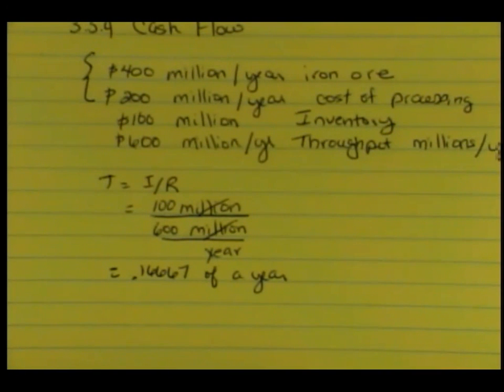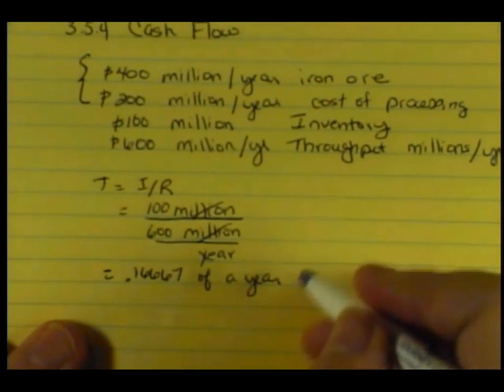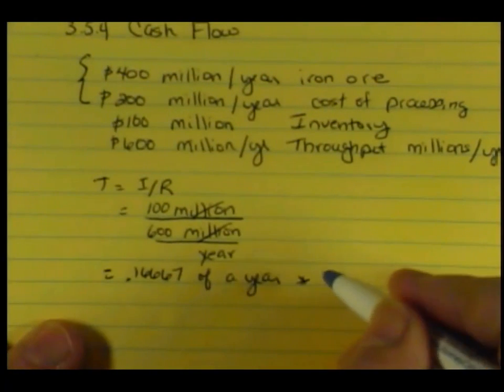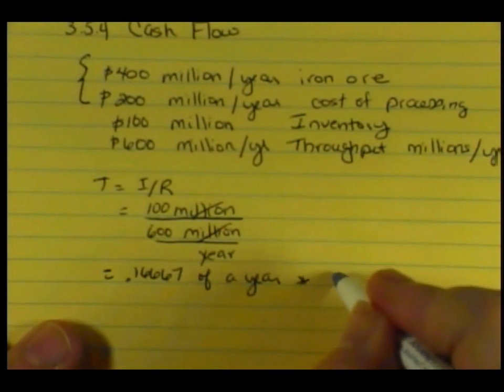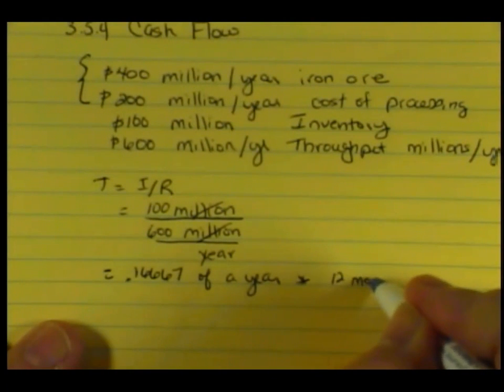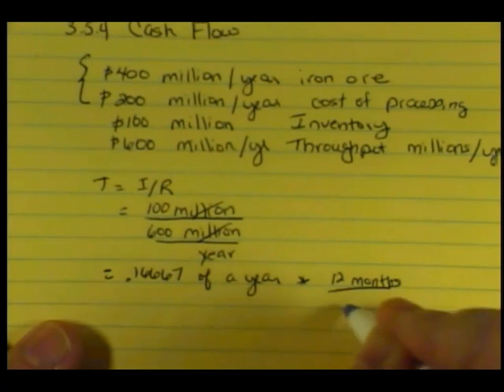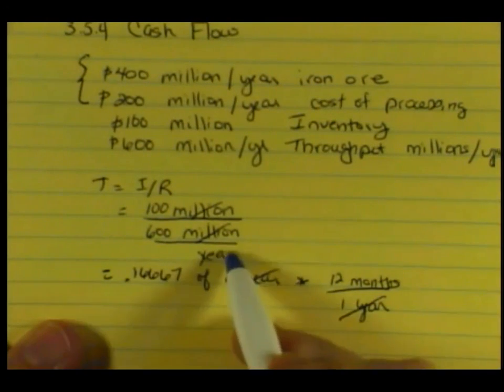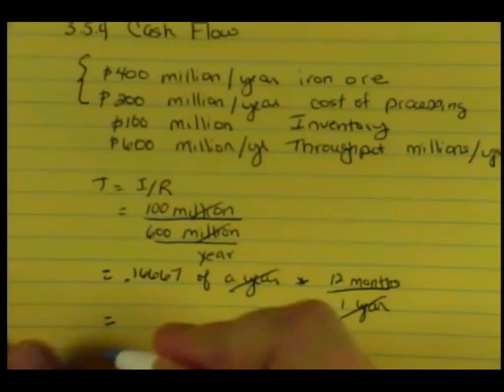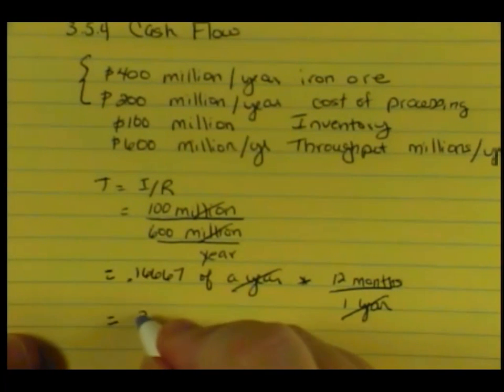Okay, so maybe I want to talk about it in terms of months, right? So I'm going to go 0.1667 of a year, right? So then I know that 12 months is equal to 1 year. And now I can cancel out the years and I can convert it to months by multiplying 0.1667 times 12. Okay? And that's going to convert to 2 months.